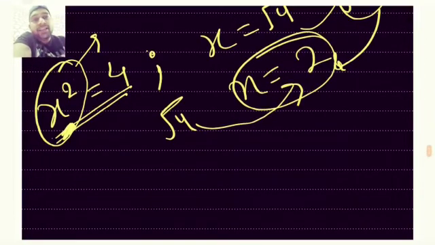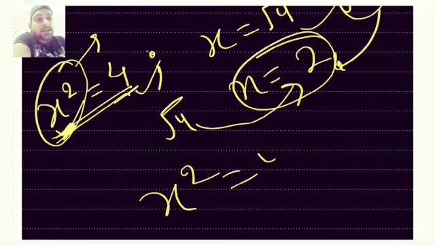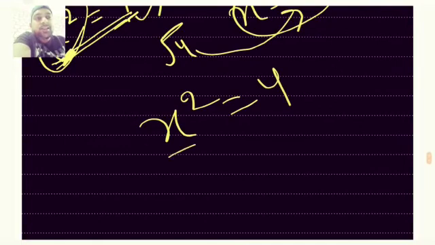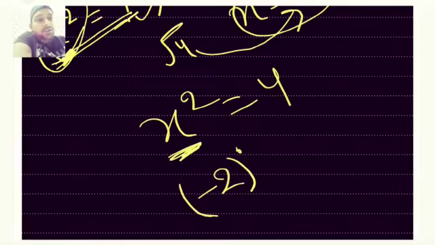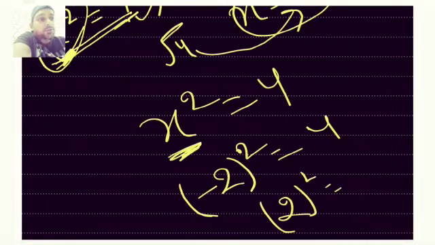But x square is equal to 4 is a different thing. This is a quadratic equation because it says x square is 4. It says the number x, when squared, will give you 4. So either it can be minus 2, because the square of minus 2 is also 4, or 2, because the square of 2 is also 4. So this is a quadratic equation.